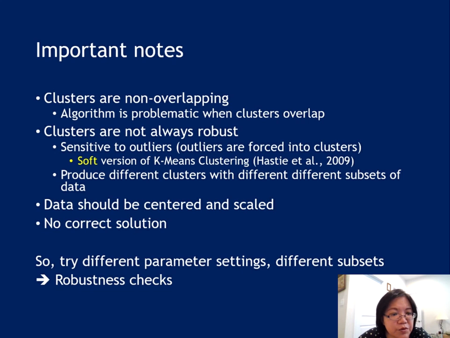Again, reminder, there's no correct solution. So it's sort of an art and science. As an analyst, you have to look at your clusters and decide if you're happy with them. Try different settings, different subsets. These are what we call robustness checks. Just run the models in many different ways to make sure the clusters always remain the same before you make a decision about the clusters.